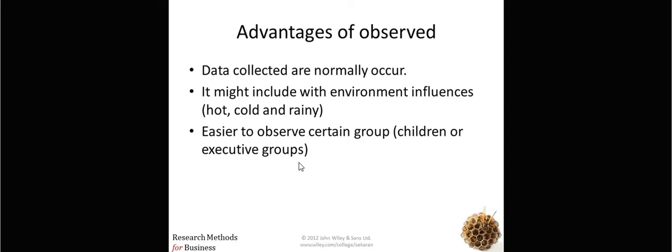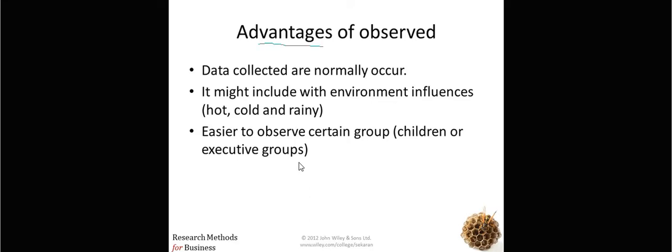Syafiqah, what is the advantage of observation? Please read everything. Advantage of observe: data collected are normally occurring. It might include environment influence, hot, cool, and rainy. Easier to observe a certain group, children or executive group. Okay, thank you. Now about the observation, what is the advantage?